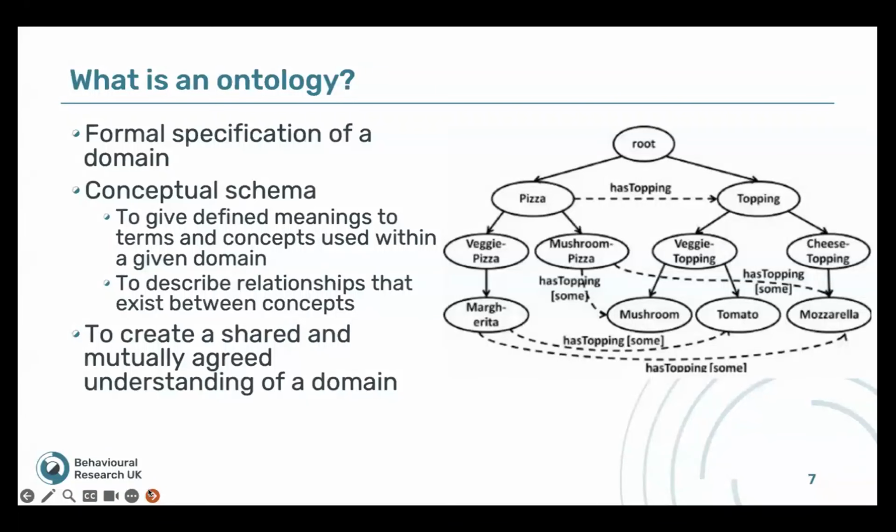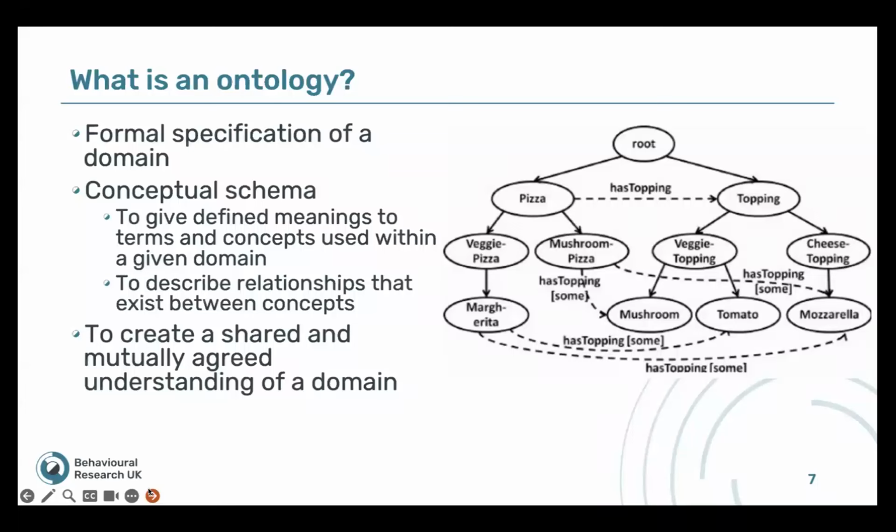So the question you might be having is, what is an ontology? The way we can think of ontologies is as establishing a formal specification for a domain. What that really means is we would like to have a domain where we have a lot of well-established concepts and relationships between concepts. So we look at creating conceptual schemas, and we give defined meanings to terms and concepts used within this domain. We also describe the relationships that exist between concepts.